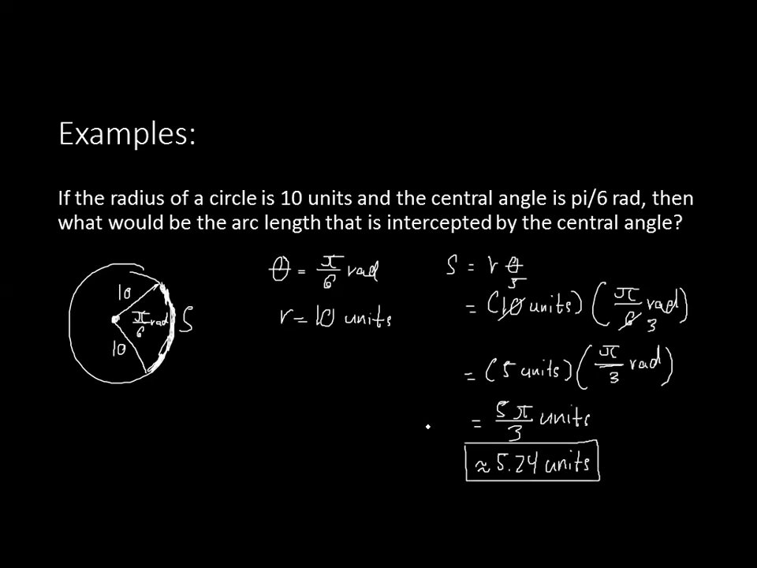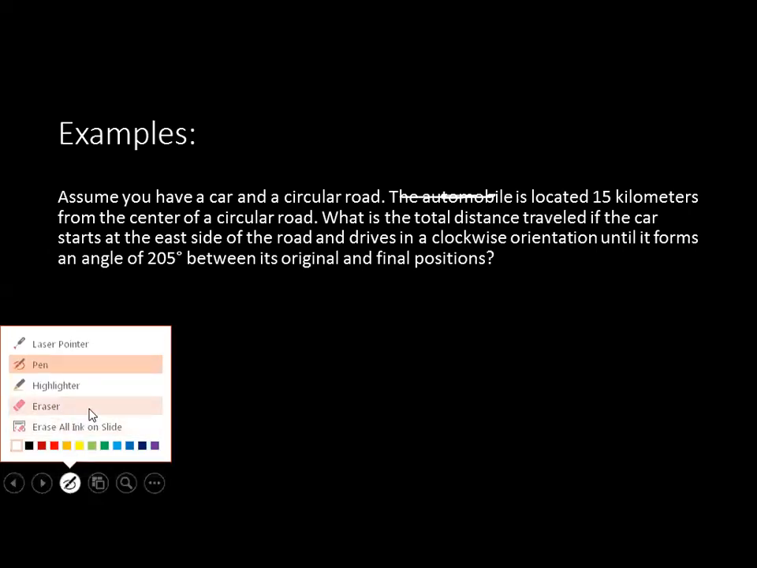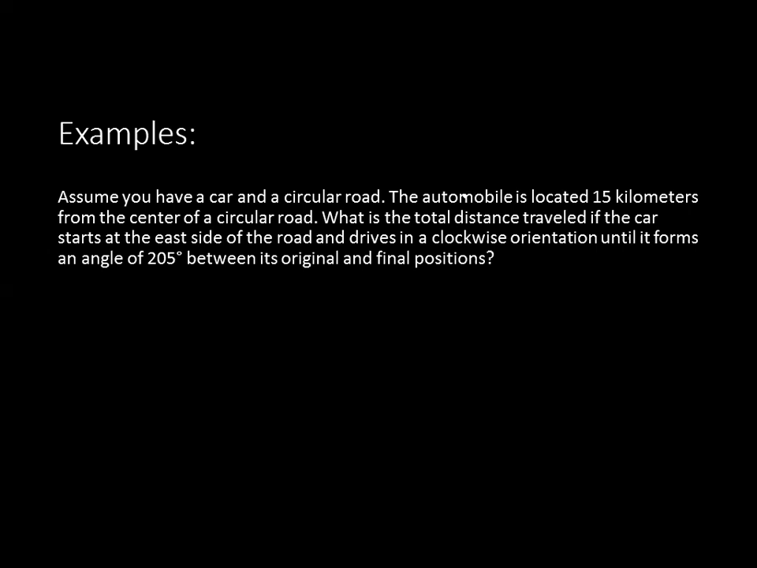That's it. Now let's have one more example. This example is just an application in reality. Assume you have a car and a circular road. The automobile, basically it's a car, right? Forgive me, I use a paraphrasing tool just to enhance my English here. But yes, basically this is a car. A car is located 15 kilometers from the center of a circular road.